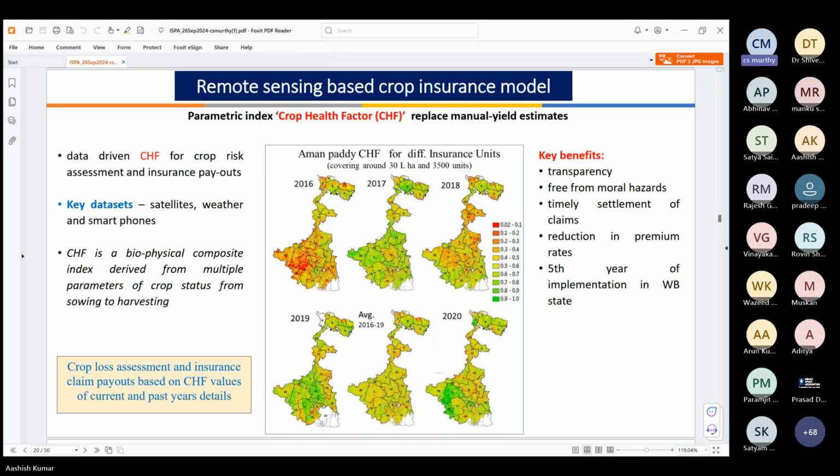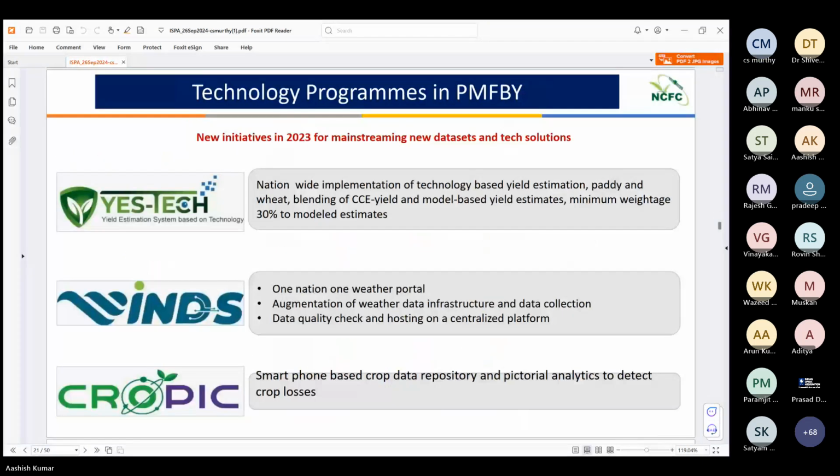Since there is no intervention, the whole system is transparent. What I want to say is that today the technology and the data are available to such an extent, along with analysis techniques, that we can also design this kind of parametric model for crop risk management.